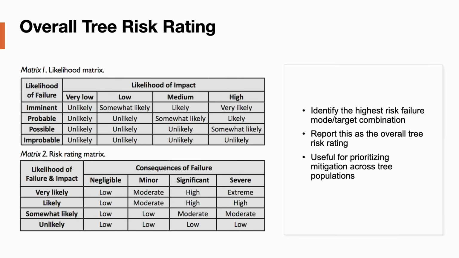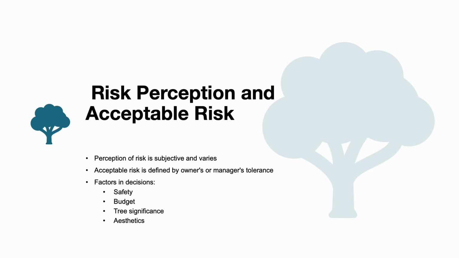Once we've assessed all failure mode and target combinations, we report the one with the highest risk as the overall tree risk rating. This helps prioritize which trees or issues need attention first, especially when managing a large number of trees. Risk perception varies from person to person. What one client considers acceptable, another might find too risky.